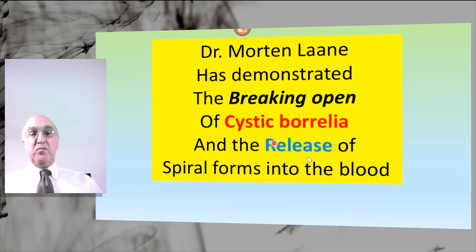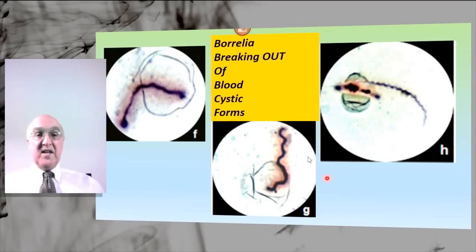So Dr. Laane has identified the breaking open part of cystic Borrelia and the release of spiral forms into the blood in his patients from Oslo, Norway. And here we are again, spirochete Borrelia breaking out of the cyst, going into the blood in a free form. Wrinkled cyst again, wrinkled cyst, Borrelia breaking out, going into the blood, and another cyst that has broken open.